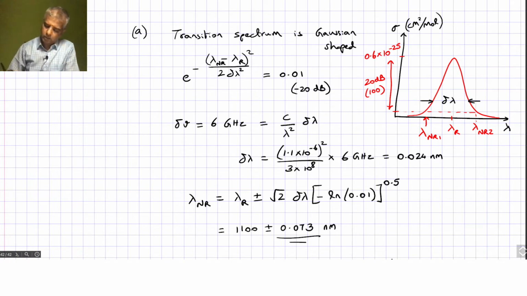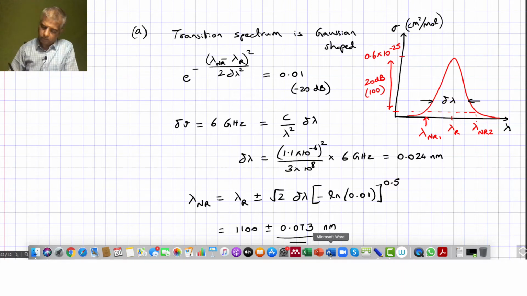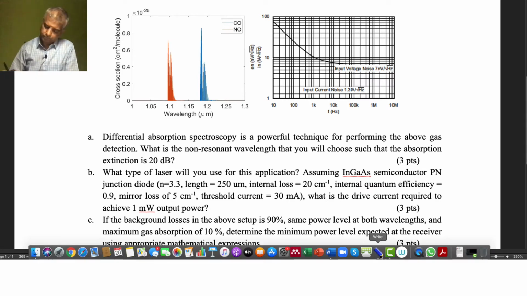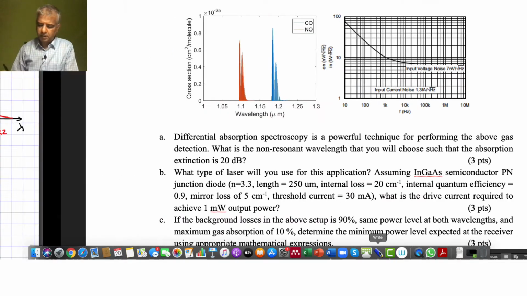So let us go back and see what else we need to do. So, that is the non-resonant wavelength. Then you have been asked this question: what type of laser will you use for this application? And then you have been given certain parameters, and you have been asked to figure out what is the drive current required to achieve 1 milliwatt output power. So this we discussed previously.